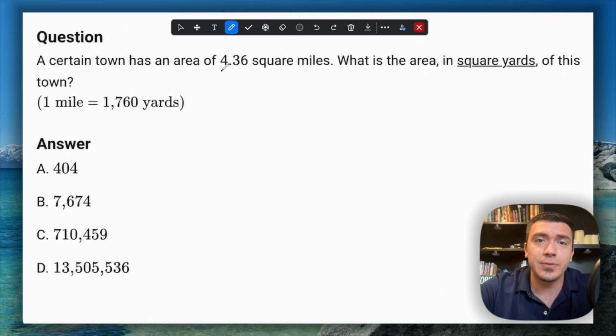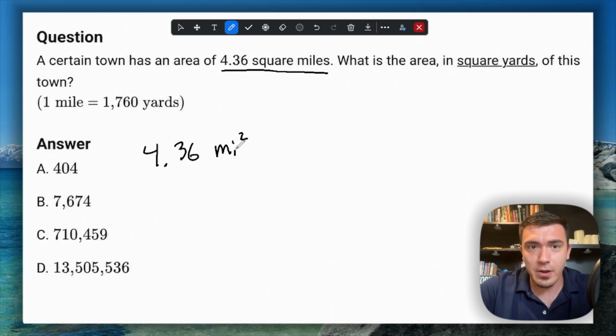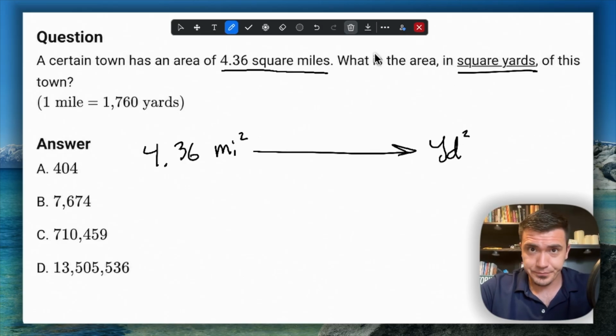So over here, I'm told that I have 4.36 square miles. So let me just go ahead and write down 4.36 square miles. And I want to find the area in square yards of this town. So my end goal is to go from square miles to square yards. So I need to go from there to there.